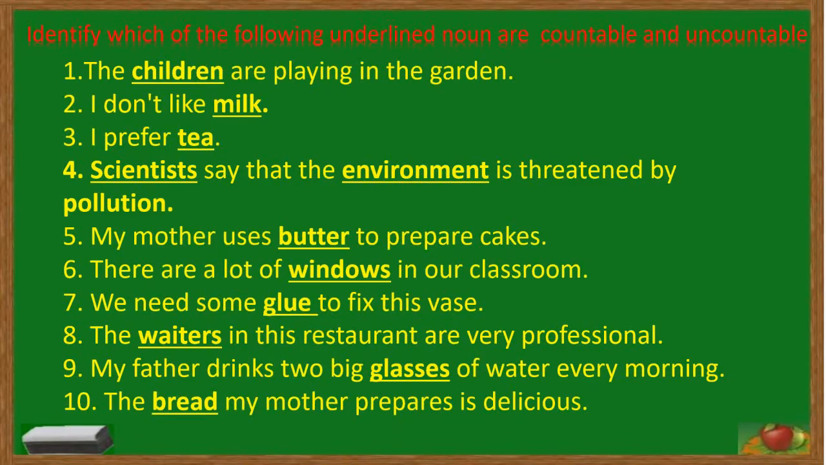Let's do the exercise related to countable and uncountable noun. So students, here identify which of the following underlined nouns are countable and uncountable. The children are playing in the garden. Children, countable noun. I don't like milk. Milk, uncountable noun. I prefer tea. Tea, uncountable noun. Scientists say that the environment is threatened by pollution. Scientist, countable noun. Environment, uncountable noun.